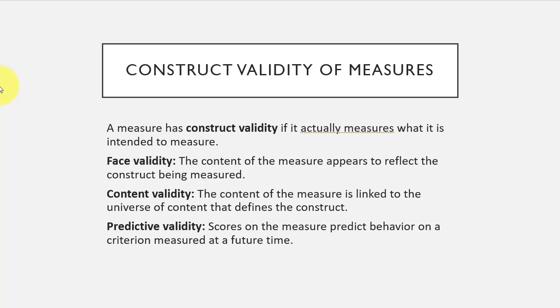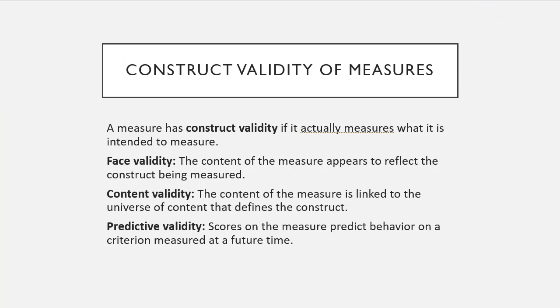That seems reasonable. If we're measuring intelligence and we use an IQ test, that appears to be a valid way to measure IQ. We know that there are other issues that go into IQ tests, but it appears to be something that would measure intelligence. Content validity is when we link the content of the actual test to the universe that defines the construct. So what that means is this.